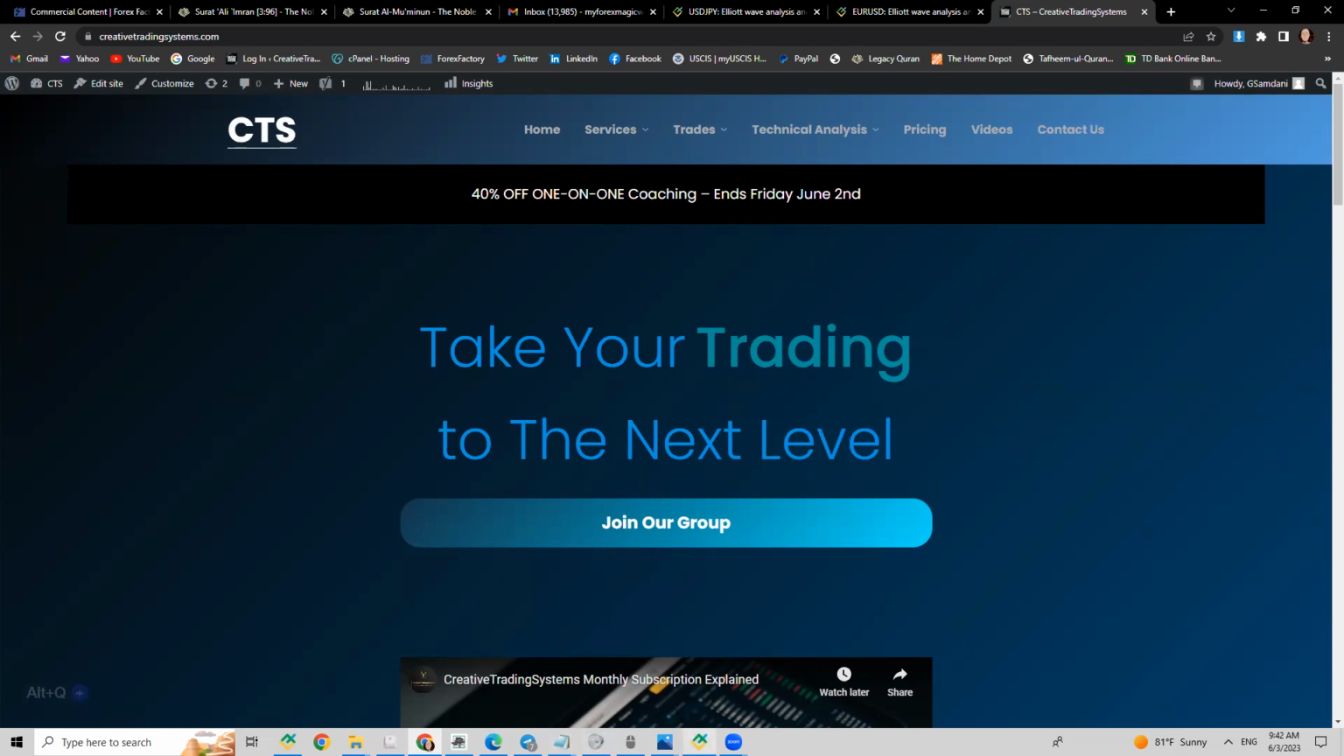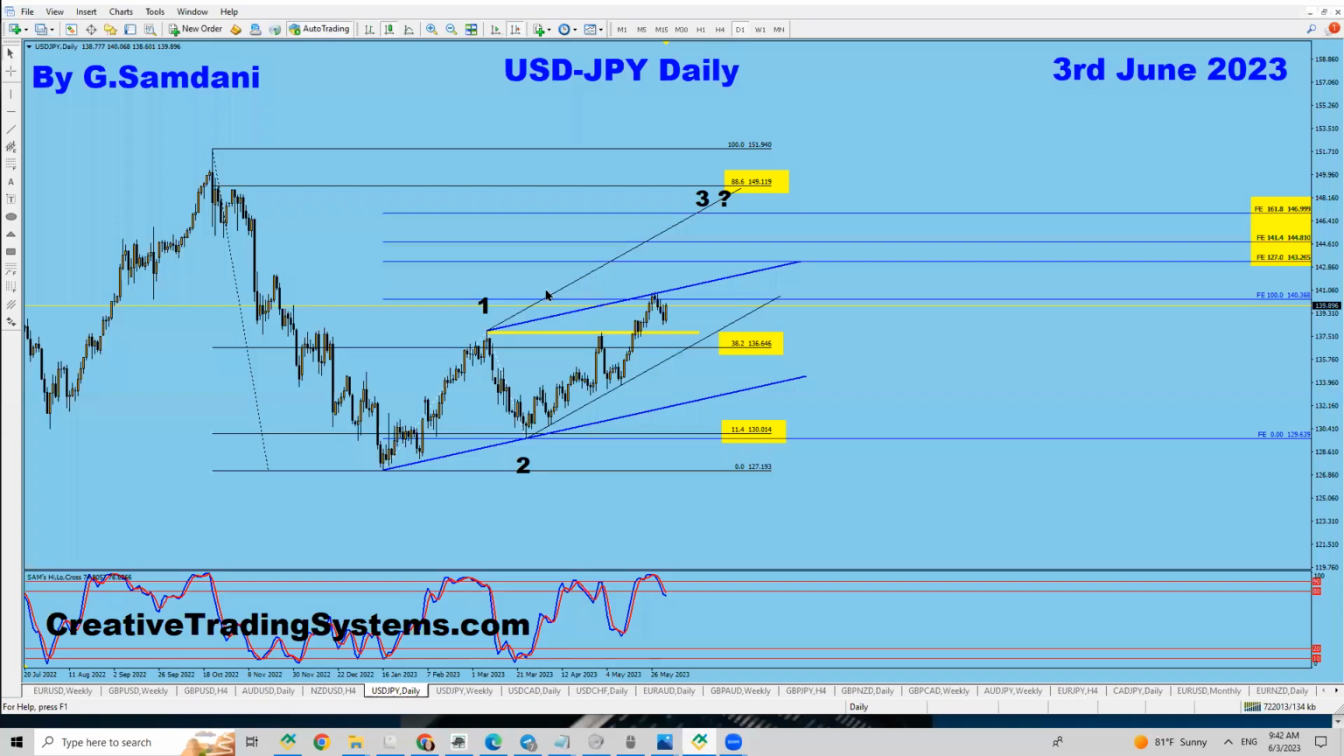Then a very good chart for the next week would be this. I'm looking into it, USD Yen daily chart. This is wave 1, 2, and we are going for wave 3. A long way to go. Right now it's 139. We're talking about going to 146. All right. So this is how it is.